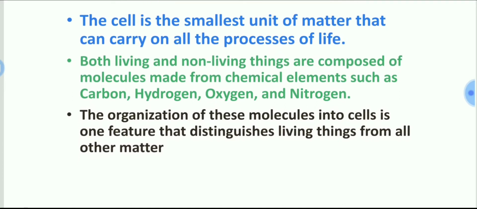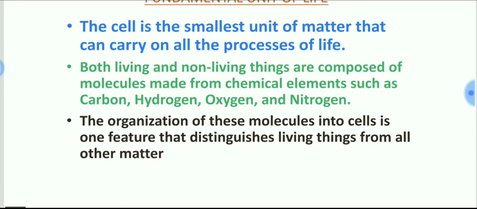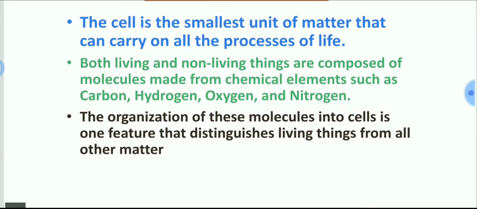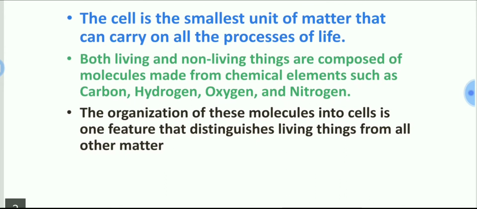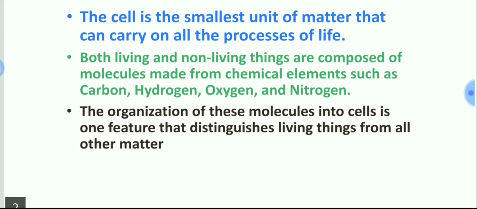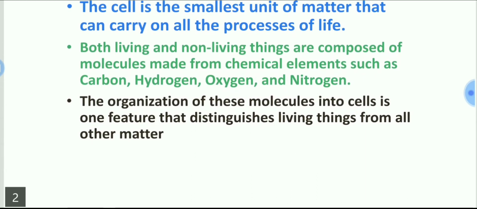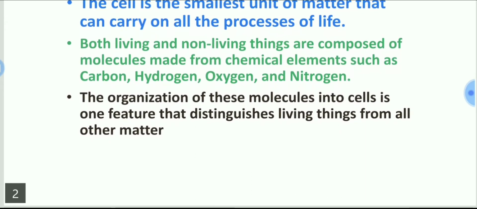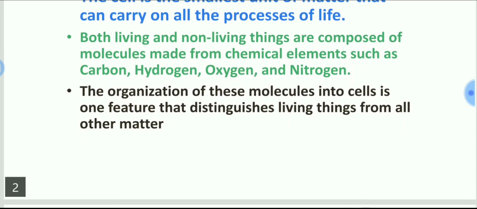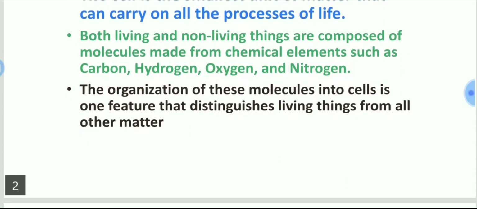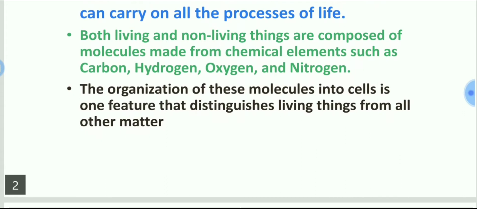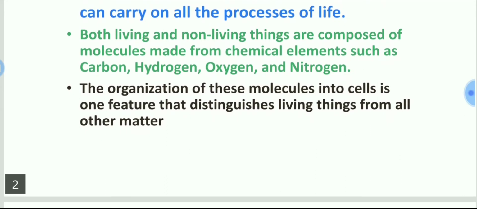Now, first we can say that the cell is the smallest unit of matter that can carry on all the processes of life. Both living and non-living things are composed of molecules made from chemical elements such as carbon, hydrogen, oxygen and nitrogen. We know that. The organization of these molecules into cells is one feature that distinguishes living things from all other matter.